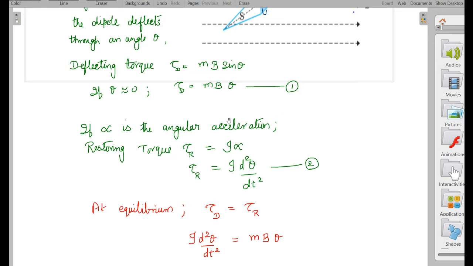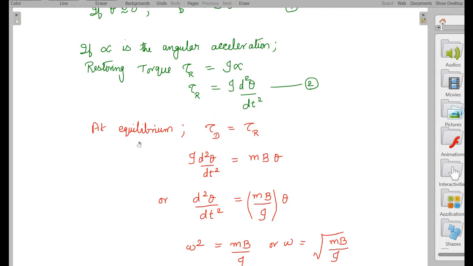Now, if alpha is the angular acceleration and I is the moment of inertia of the magnetic dipole, restoring torque tau r equals I alpha, or tau r equals I d square theta by dt square, which is equation number 2.